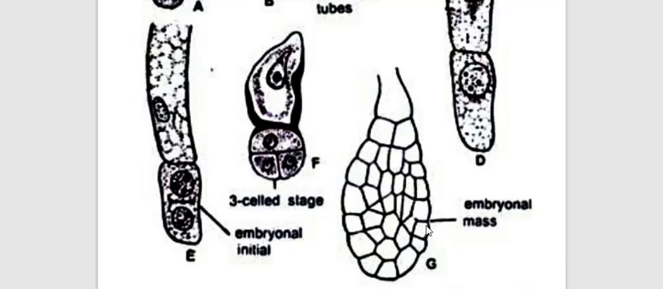Then these three cells repeatedly divide to produce the mass of embryonal cells or embryonal mass from which the two cotyledons are produced, and in the center of these cotyledons the shoot apex is developed.